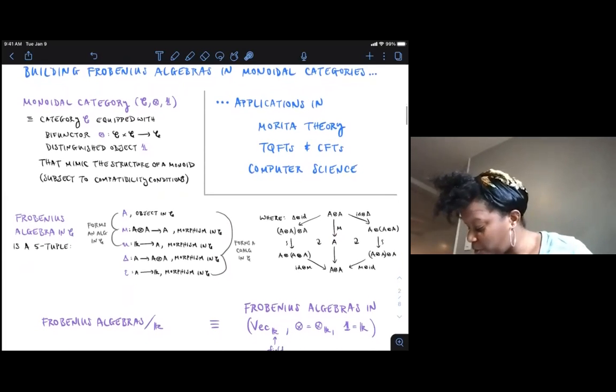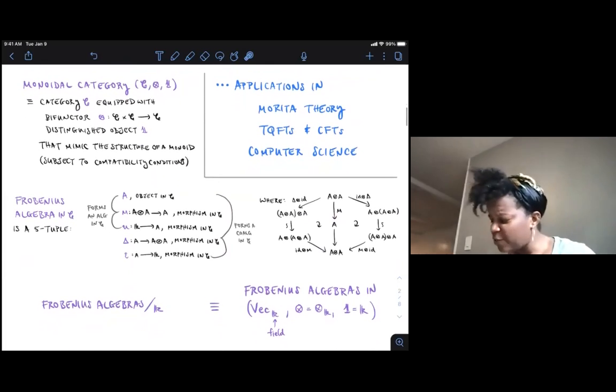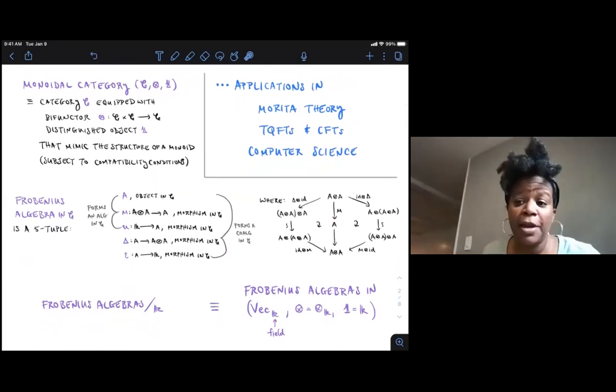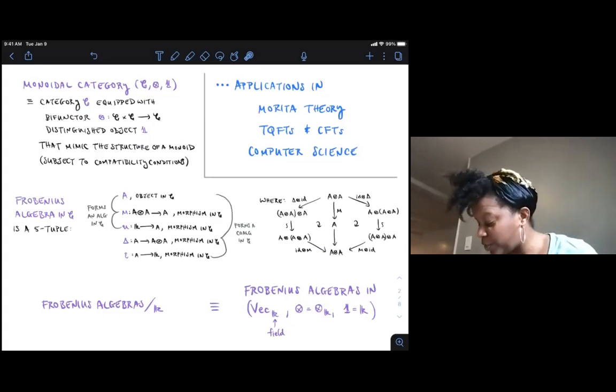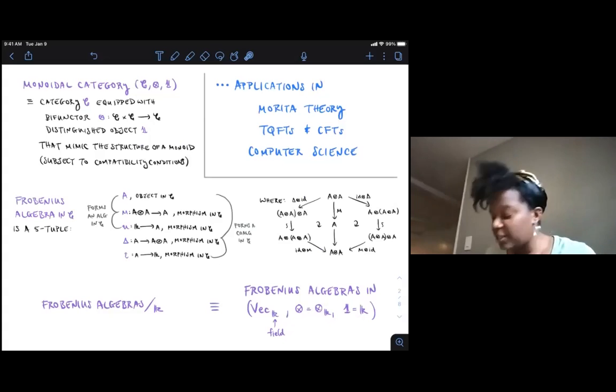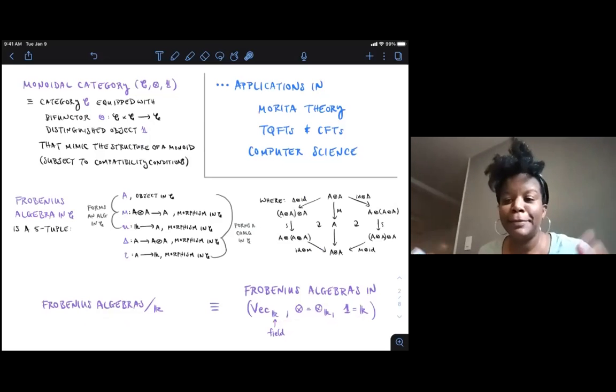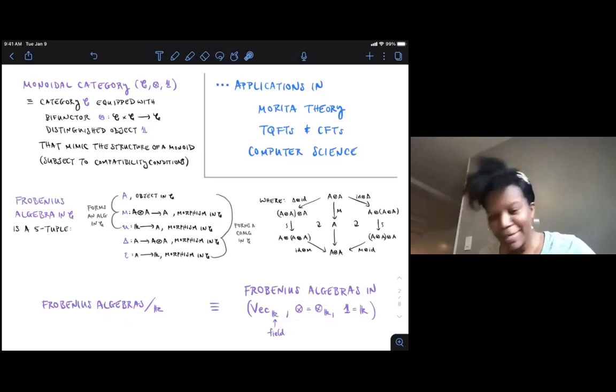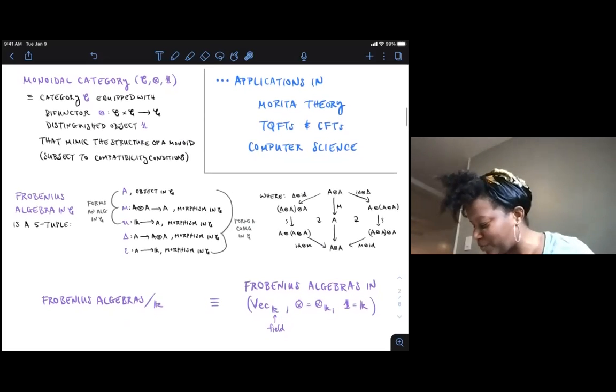So tying the two motivations together, if we take as our monoidal category the category of vector spaces, with the tensor product being tensor over K and the one being K itself, then Frobenius algebras in this monoidal category are simply Frobenius algebras over K. All right, so there are like 10 different equivalent characterizations of Frobenius algebras over a field. You can pick one.